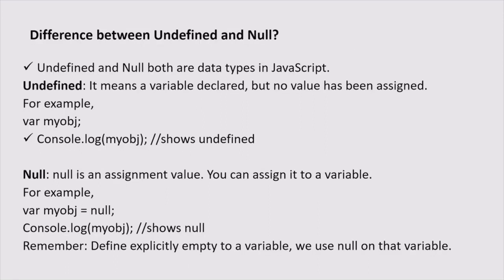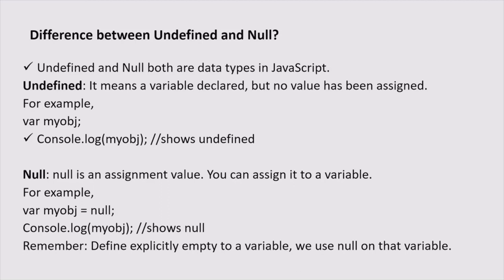What is the difference between undefined and null? Undefined and null both are data types in JavaScript. Undefined means a variable is declared but no value has been assigned. For example, var myobject. Here I have declared it but not assigned any value. So console.log returns undefined.